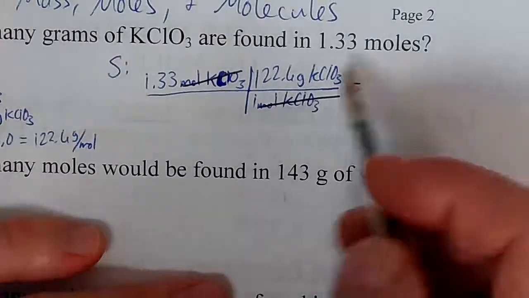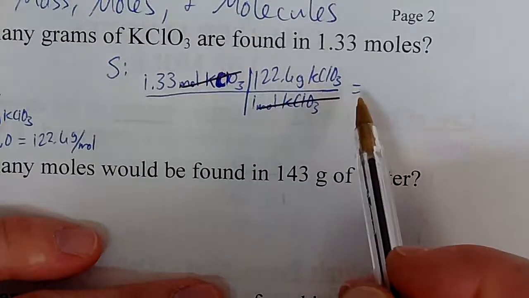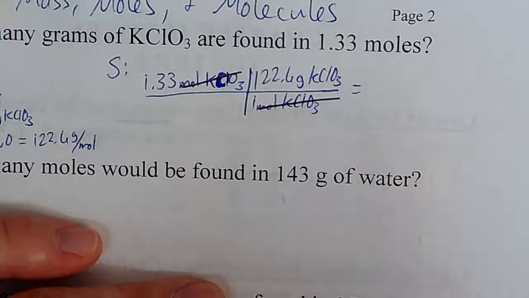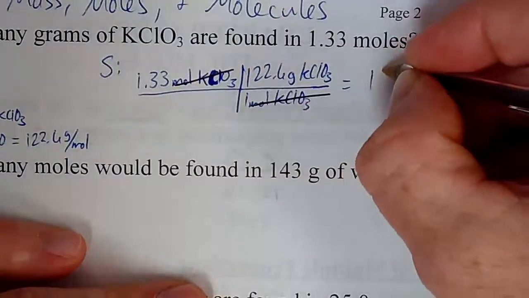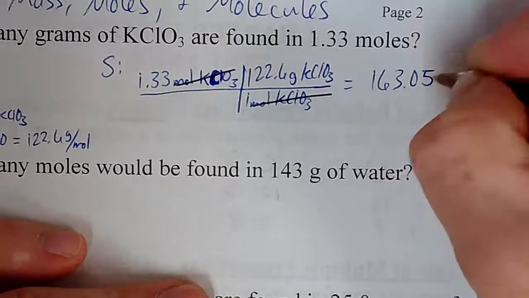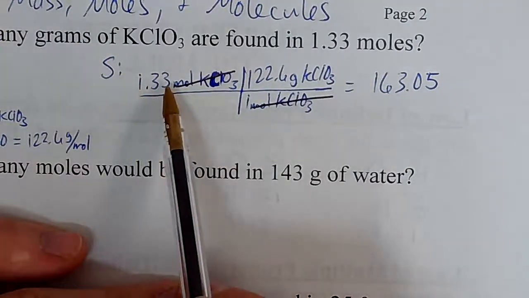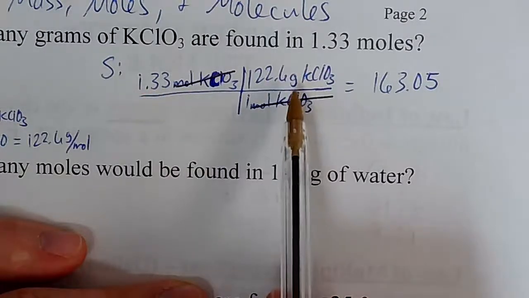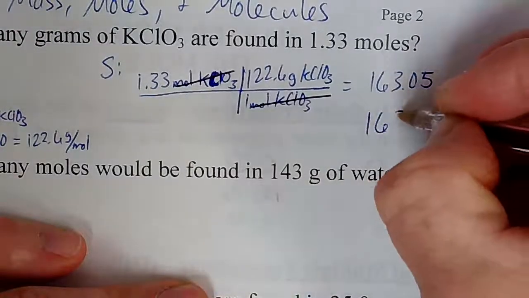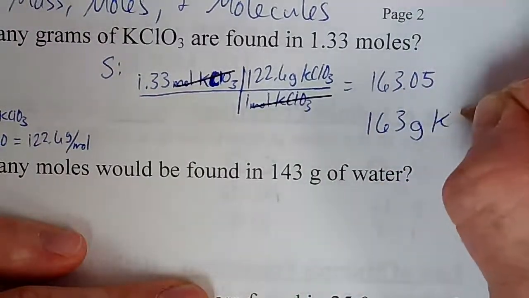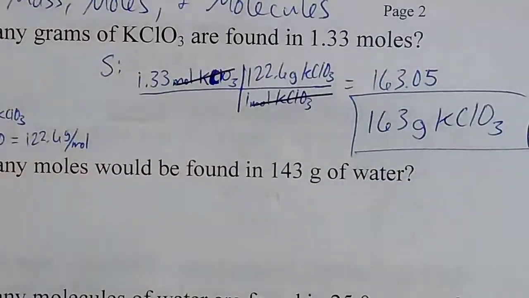So 1.33 times 122.6, I'm going to guess that it's somewhere around 160. Has anybody done that in your calculator yet? What'd you get? 163.05. And how many significant figures should we probably keep? Probably keep 3. So the conversion's not going to be what limits us, the initial number of significant figures. So I'm just going to go 163. Yep, that's right.